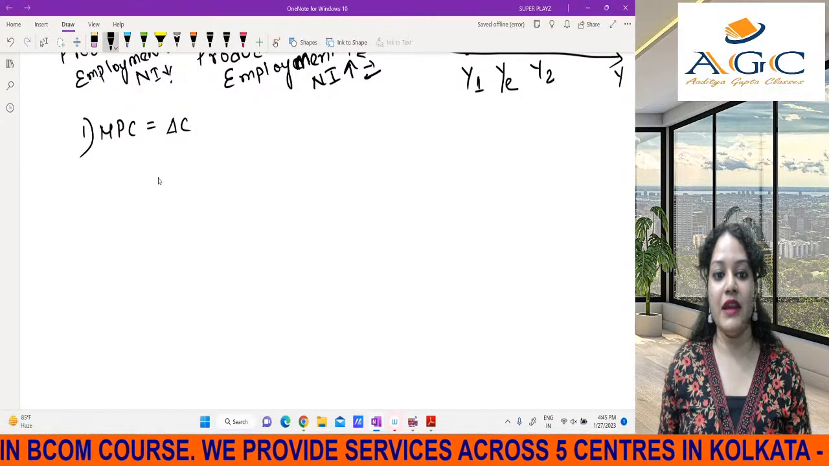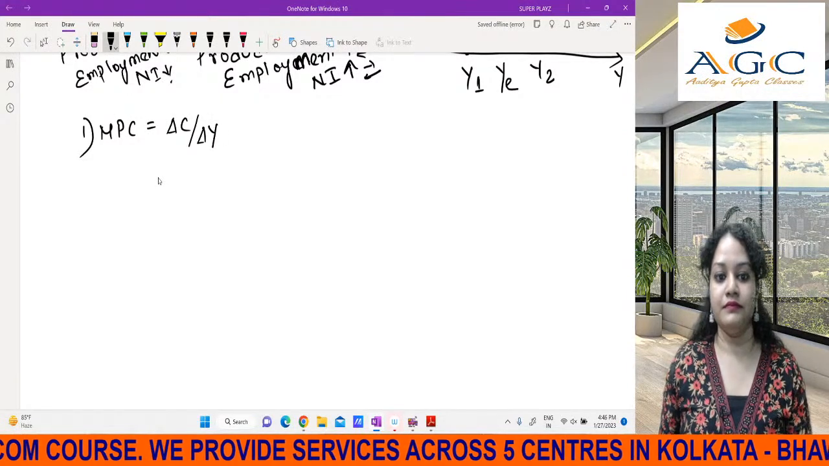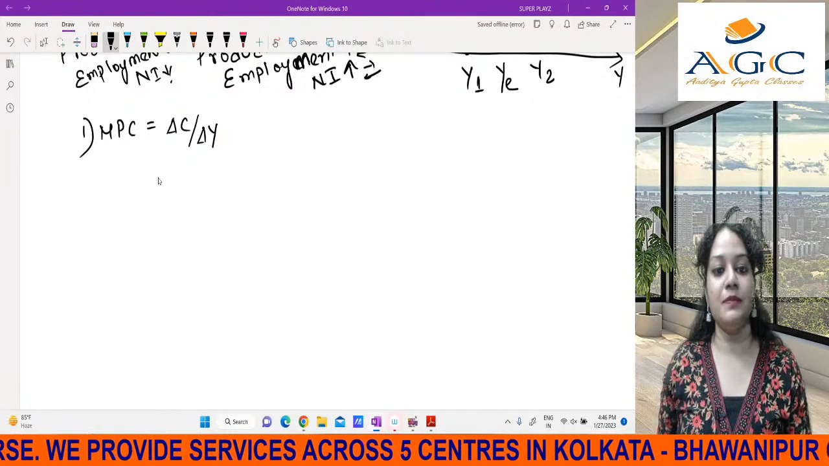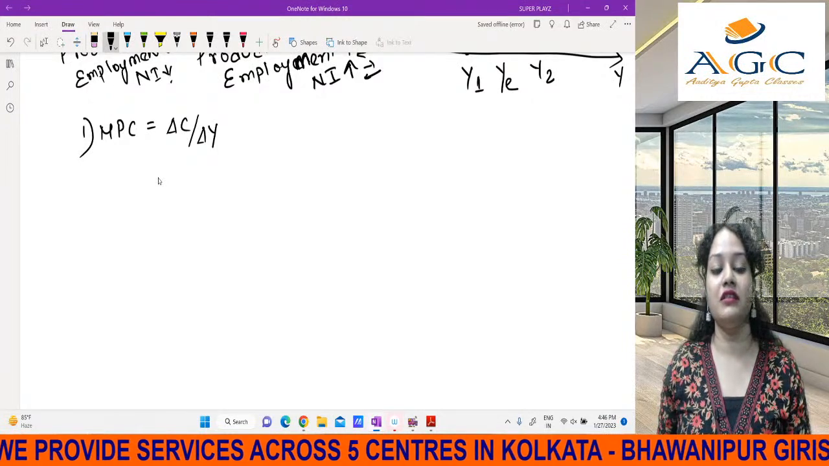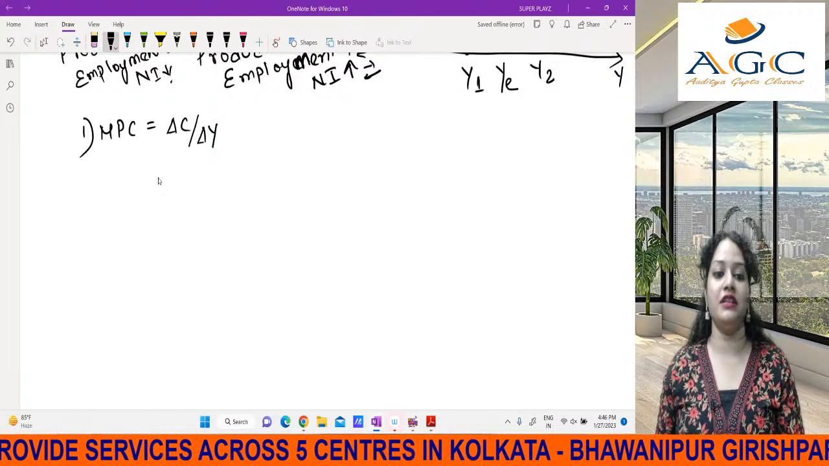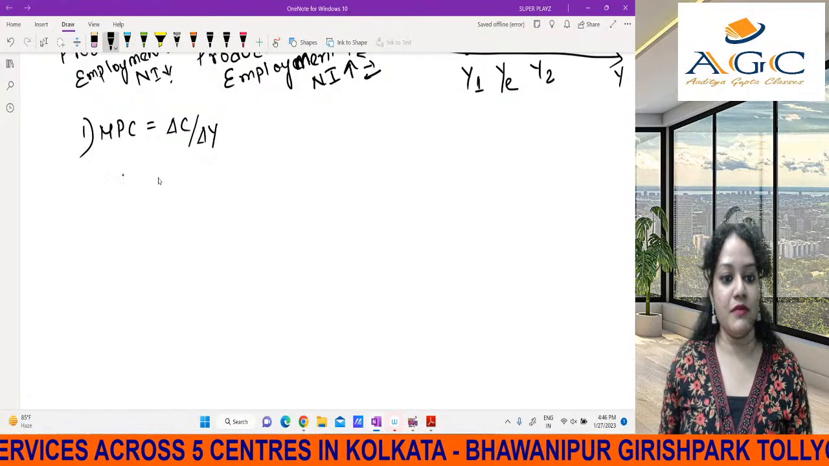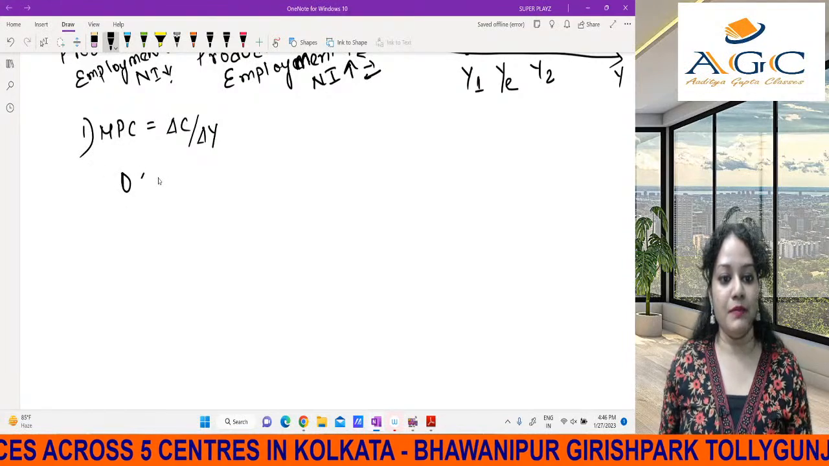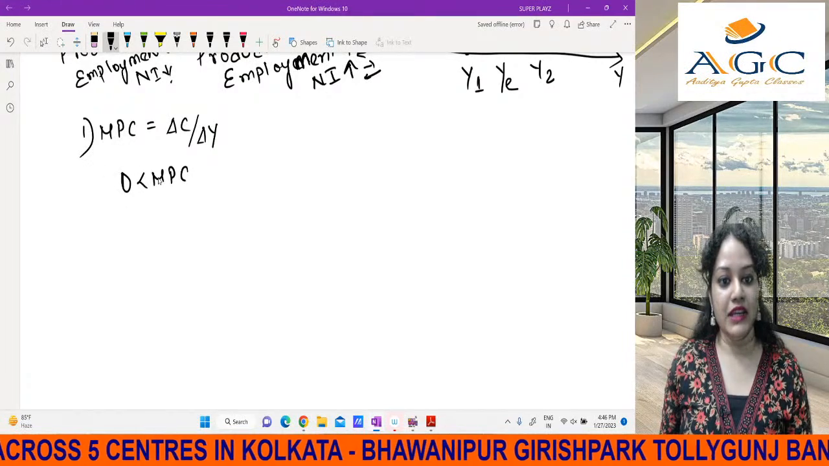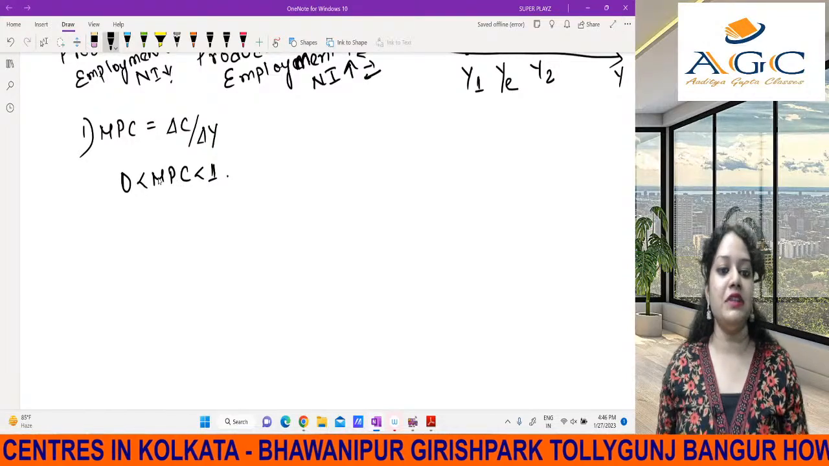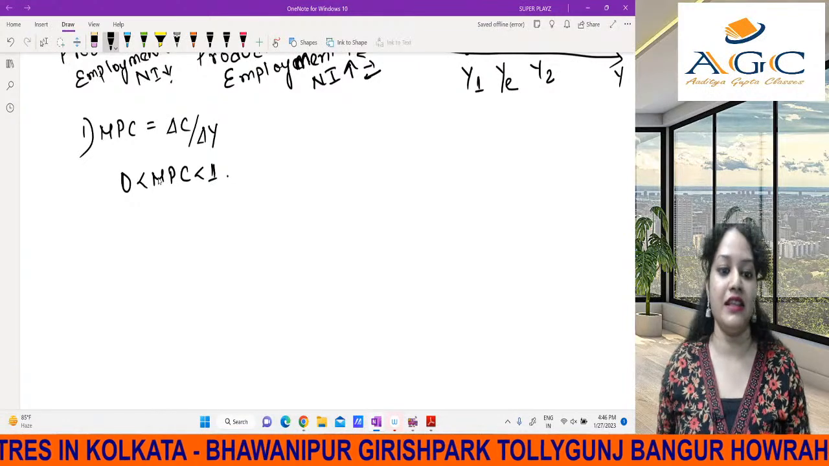MPC is delta C by delta Y, as in how much your income is changing, and depending on that, how much you are willing to change your consumption. That is your MPC. Now the question that can come is, why shouldn't MPC be lesser than 0 and greater than 1? The main condition is MPC should always be greater than 0 and lesser than 1.